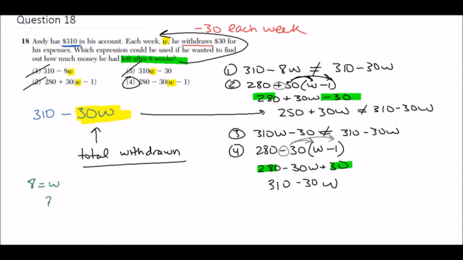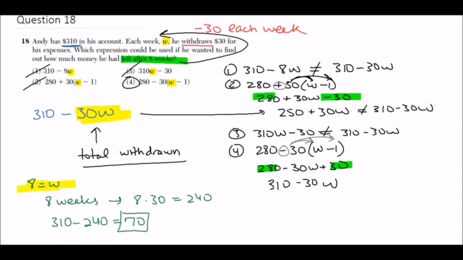So in 8 weeks, we would withdraw 8 times 30, or $240. Each week we're withdrawing 30. We're doing it for 8 weeks in a row. So we would have 310 minus 240, which is $70 left. Well, one of these expressions would have to yield 70 when I substitute in 8 for W. So let's take a look.